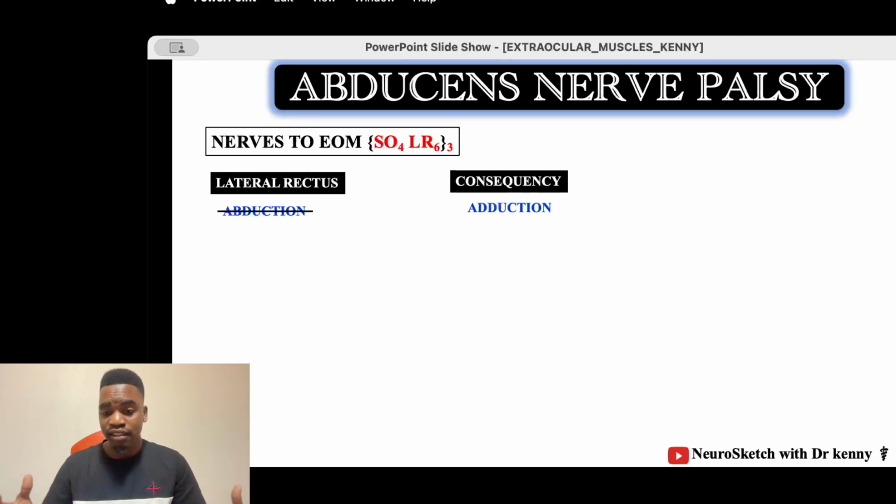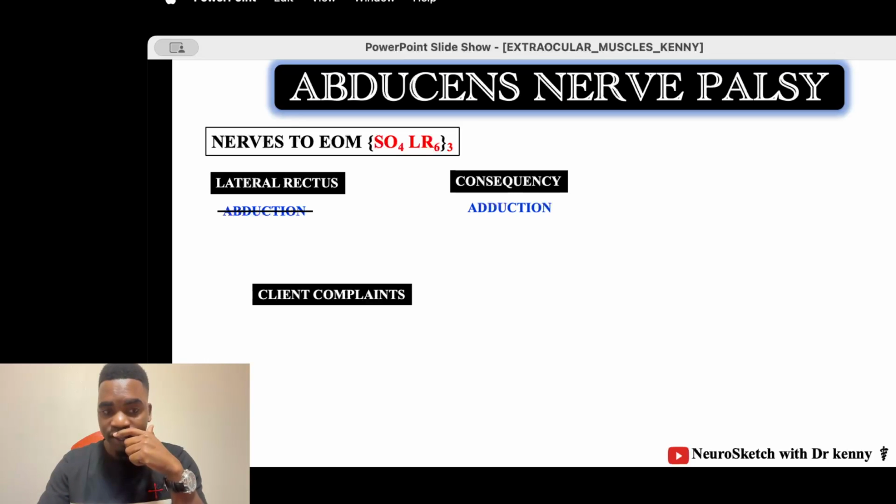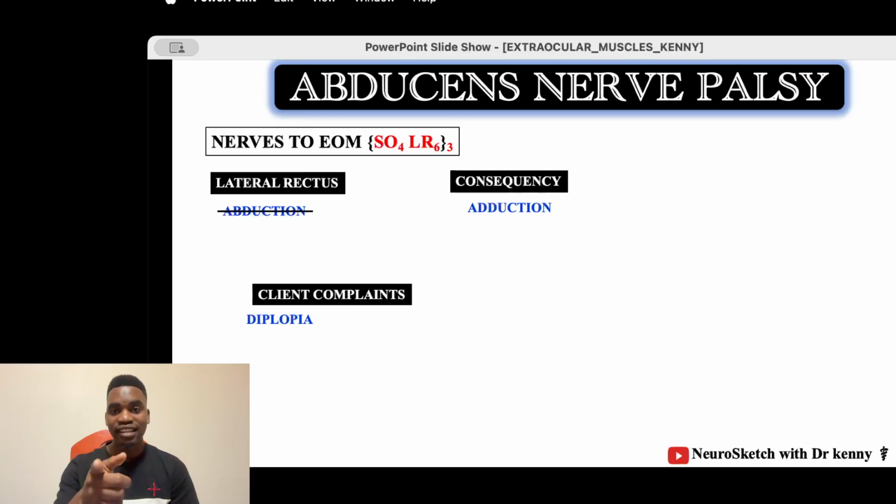So why is this a concern? It is a concern because the patient will have double vision. Why? Because one eye has the correct alignment, but the other one has trouble, so it will move a little bit to the medial side. So the two eyes will have misalignment, meaning that one is pointing in this direction, the other one is pointing in a different direction.